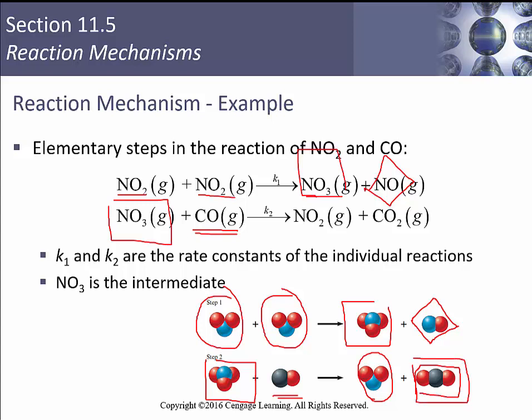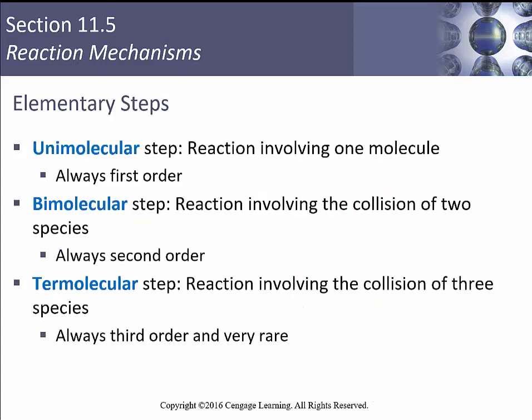We've got some intermediate. This NO3 is made in one step and used up in another step. So it's a product on one side and a reactant on the other. So this NO3 is the intermediate. We have a k1 and a k2 that are going to determine the reaction rates at which each of these two reactions are going to happen.